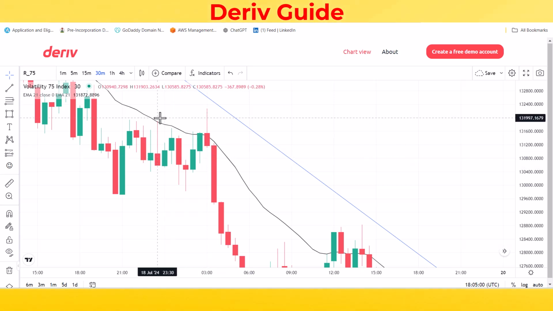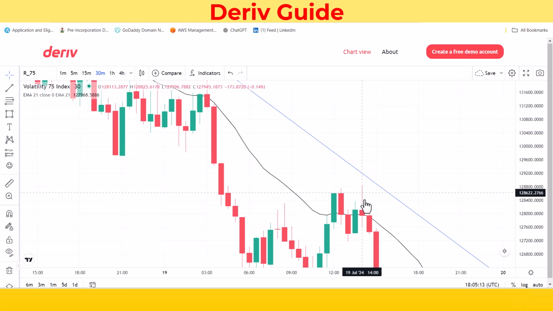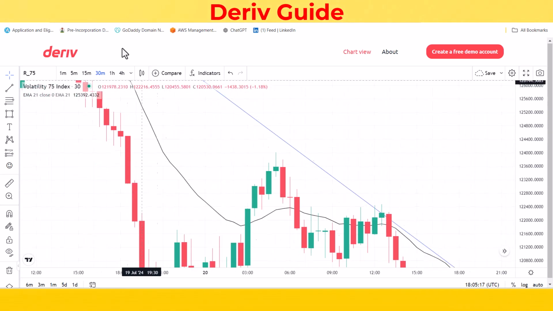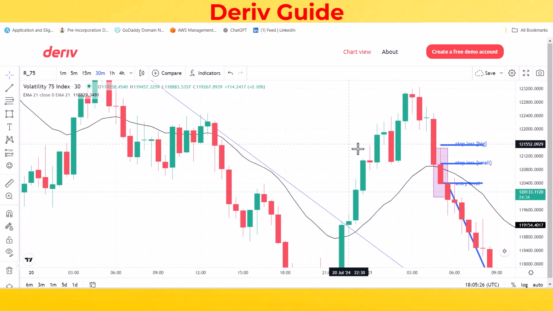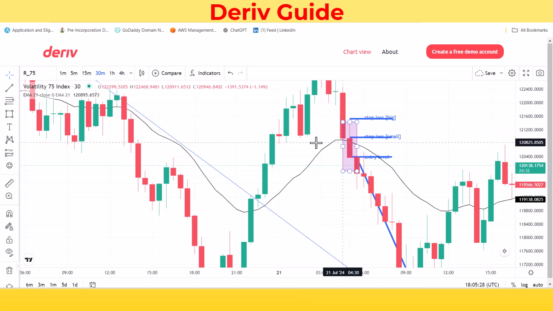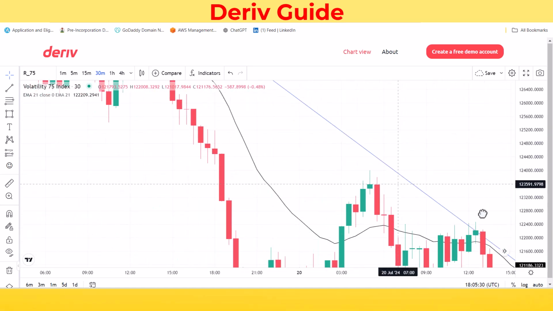This one, the wick is too long. Look at it. The wick is too long and too far away from the moving average. We want it close like this, like this. Oh, no, not like this. This one, the whole body is too big, outside and above, like this. Okay. Let's look for another one.